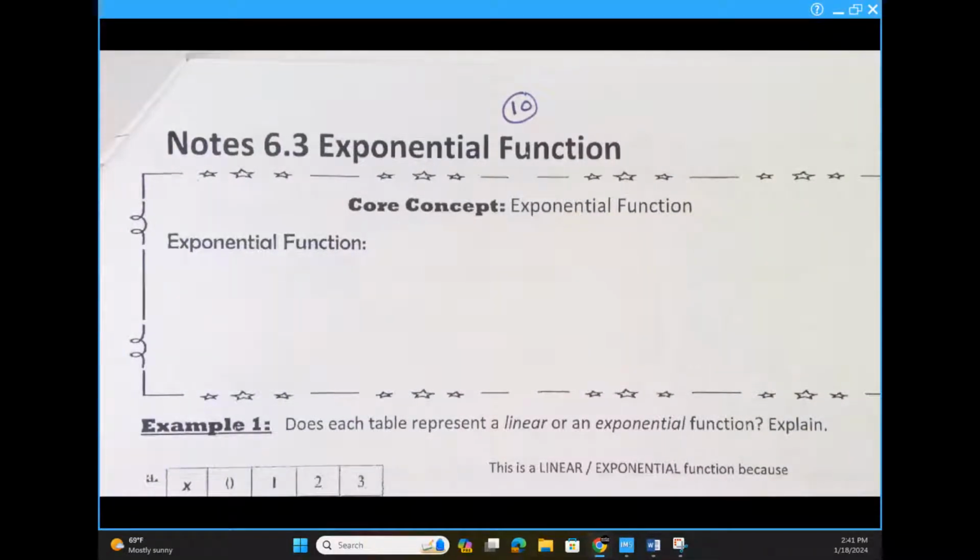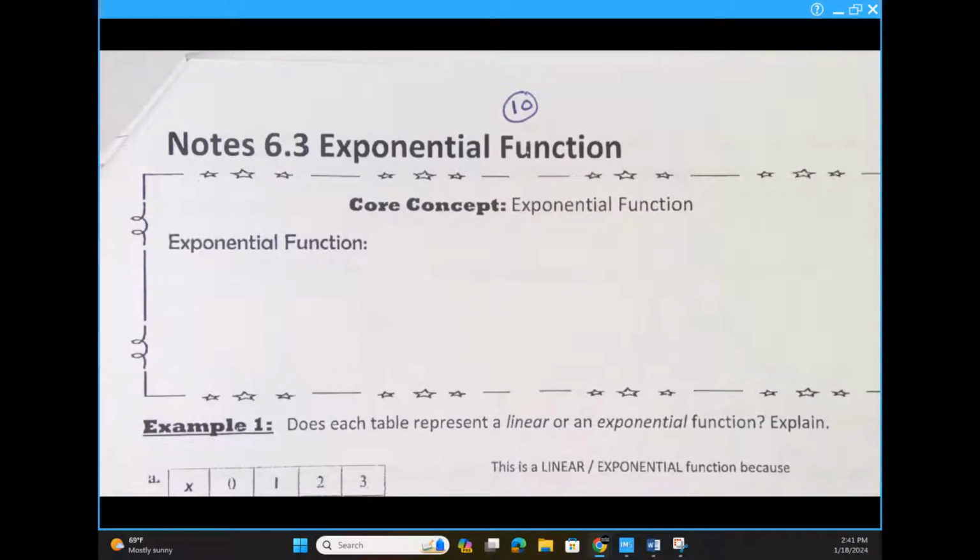So you should have your highlighters, calculator, pen, pencils, everything you use for your notes so that we can get started right away. Now, exponential functions.